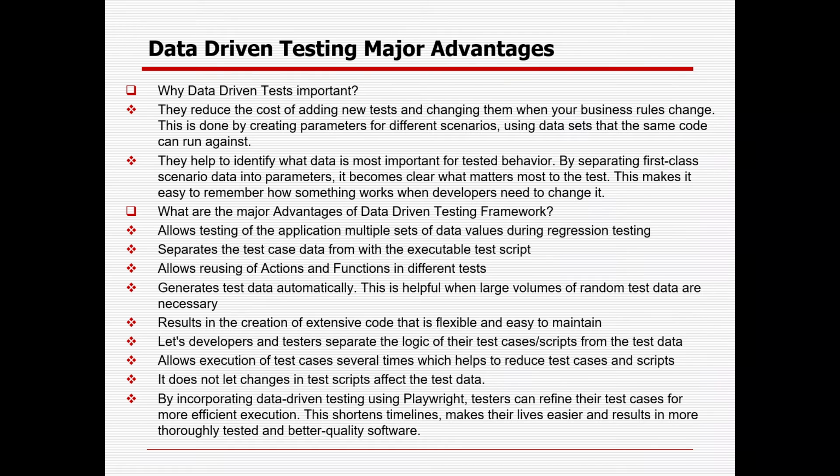Data-driven testing reduces the cost of adding new tests and changing them when business requirements change. This is done by creating parameters for different scenarios using data sets that the same code can run against. They help to identify what data is most important for the tested behavior. By separating first-class scenario data into parameters, it becomes clear what matters most to the test. This makes it easy to remember how something works when a developer needs to change it. What are the key major advantages of the data-driven testing framework? It allows testing of the application with multiple sets of data values during regression testing.